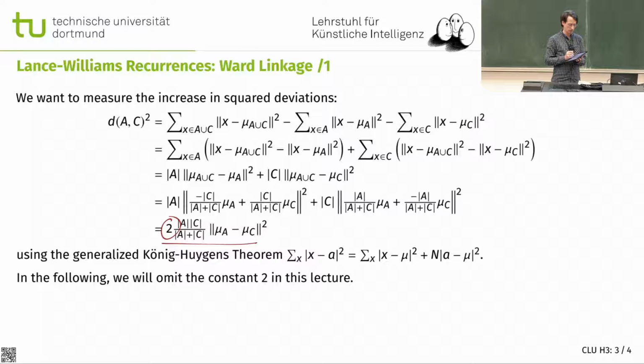So the distance of two clusters, A and C, if I'm looking at the increase in variance, depends on their means and on the cluster sizes, but not how the points are distributed within these partitions. We will omit this 2. It's a constant factor that we would have to write in all the equations. That is a pain. And this factor will be missing from a lot of presentations of Ward's linkage. And it doesn't really matter. It just means you have to scale everything by 2.